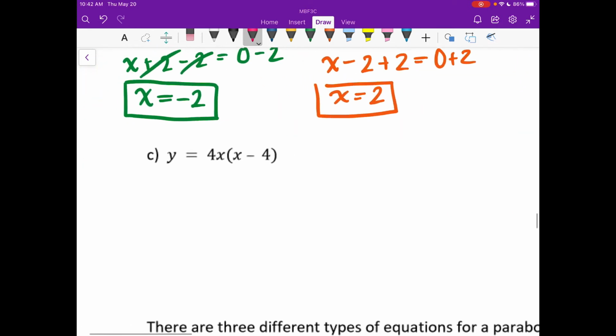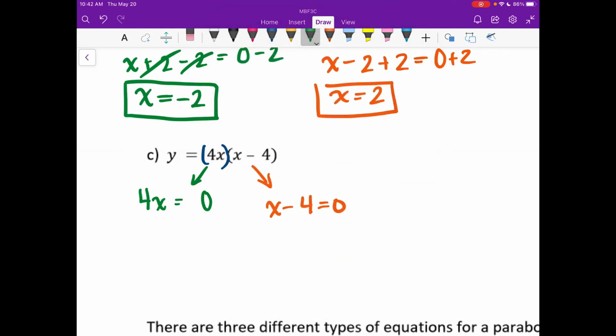Last but not least, this is a little bit more complicated, right? But not really. We just need to remember that 4x is also in a bracket. So we have 4x equals 0, right? That bracket. And then we have our other one over here, which is x minus 4 is equal to 0, and then it becomes easier. So I'm just going to change this to green.